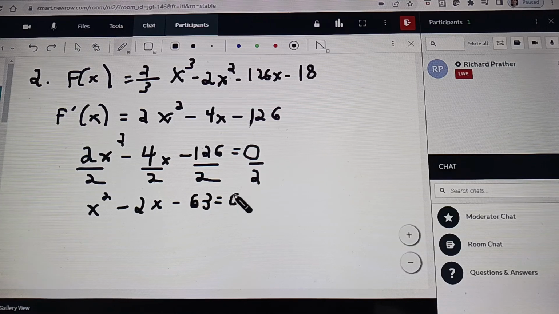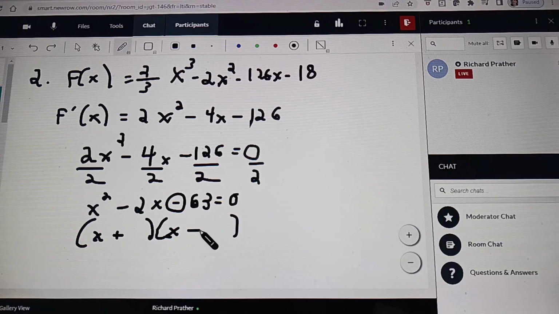This will now factor: x times x. There's a negative in the back, so you're definitely going to get one positive, one negative. You need to multiply to 63. The most common way to do that is 7 times 9. I always start with the most common way. 7 times 9. And then it has to subtract.